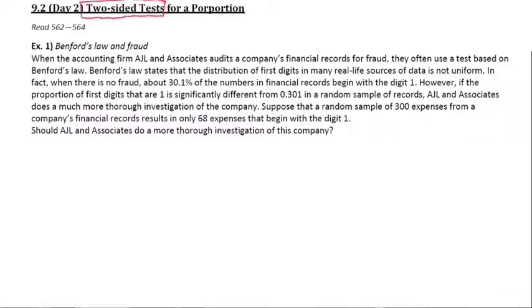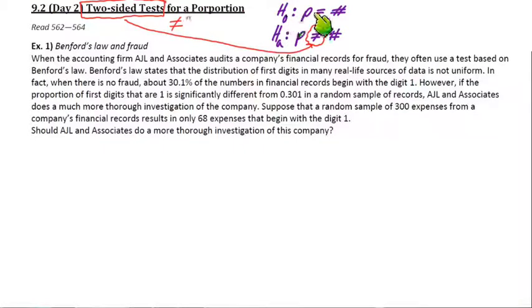So why do they call it a two-sided test? That actually comes from the hypotheses. We know the null is always an equal sign, but the alternative could be either less than, greater than, or not equal to. So the not equal to is key here. That's when we have a two-sided test.